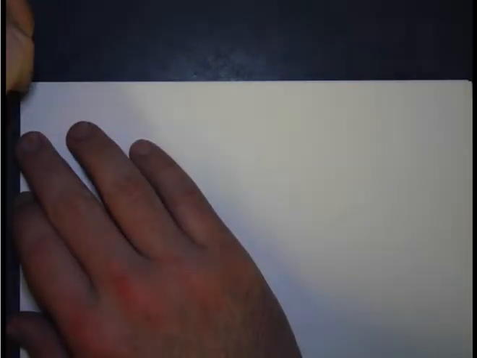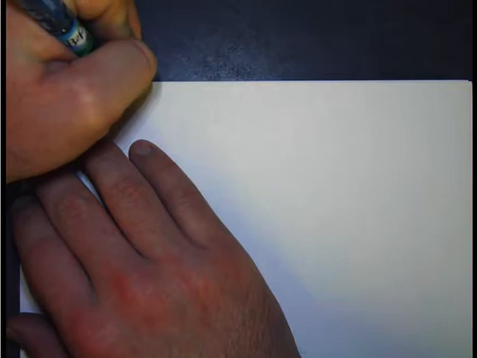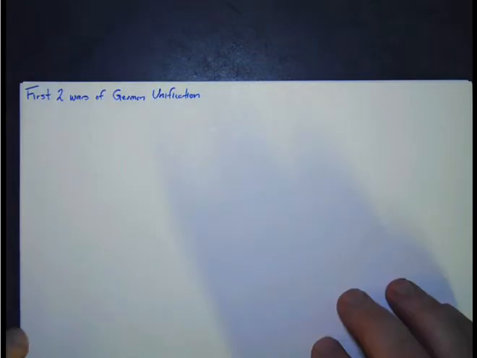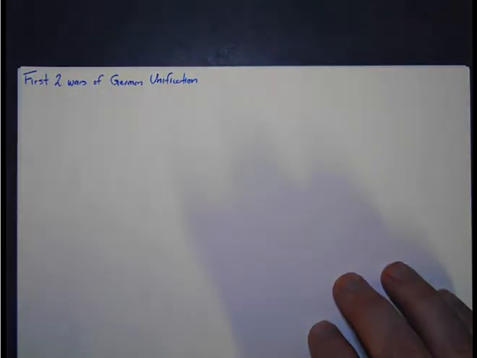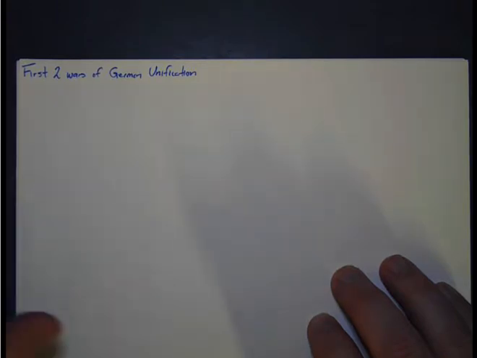All right, so in this video, we are going to cover the first two wars of German unification. There are a series of three wars of German unification. We're going to cover the first two here, and then we're going to cover the third one, which is the biggest one of these wars, in a subsequent video by itself, and talk about some of the effects of that war in a separate video.